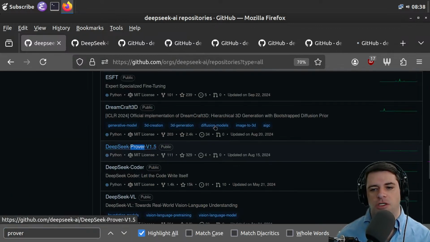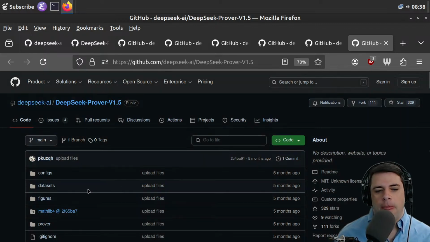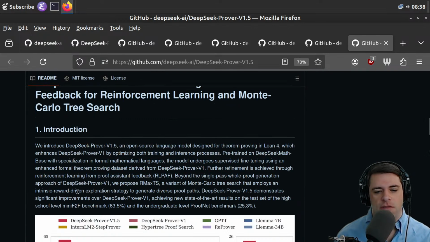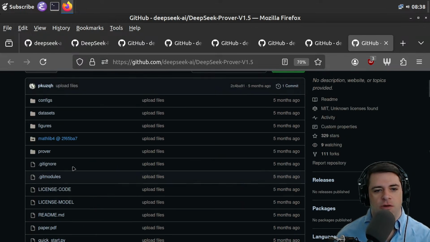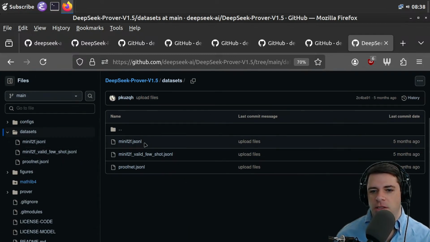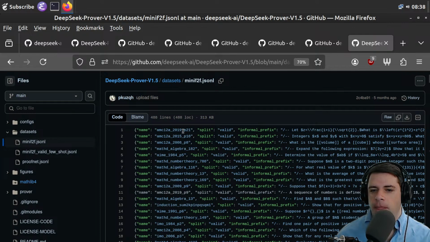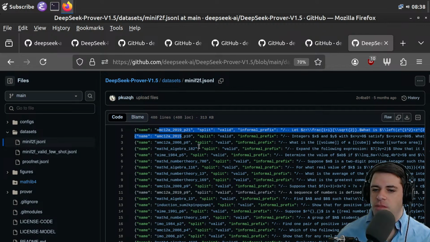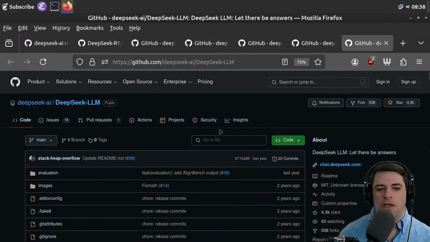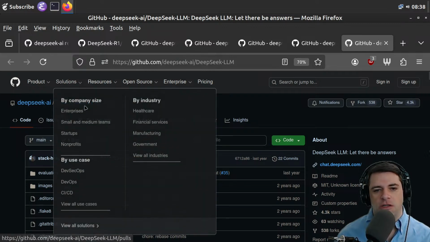Let's take a look at some of these and just see if there's any code. We have config and datasets and figures and prover, and a paper.pdf. So I think this is just the prover paper. Datasets, I'm guessing they have released some of their data. Mini F2F, JSON-L. This is some JSON. Math D, Algebra 182, split valid, expand the following expression. Okay, so these are maybe prompts and answers that are used possibly for evaluation or possibly for training.